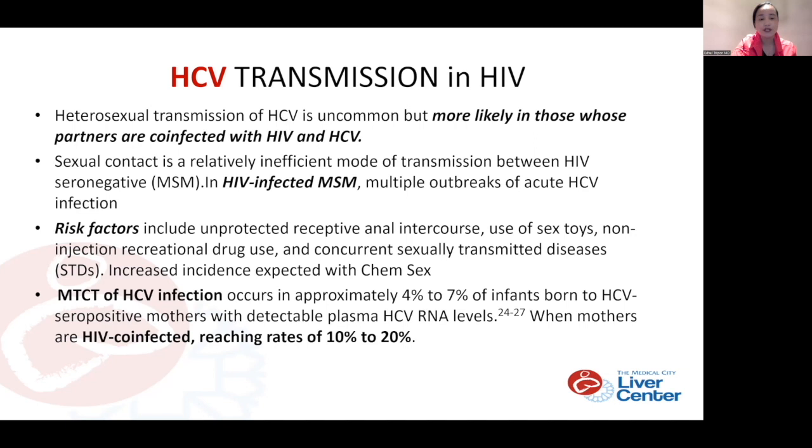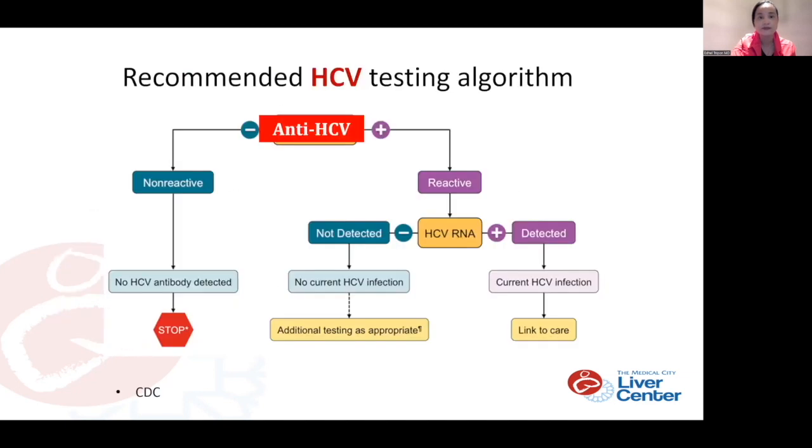MTCT, or maternal to child transmission, of HCV occurs in 4 to 7% of HCV seropositive mothers. But when mothers are HIV co-infected, these rates of maternal to child transmission increase to 10 to 20%.